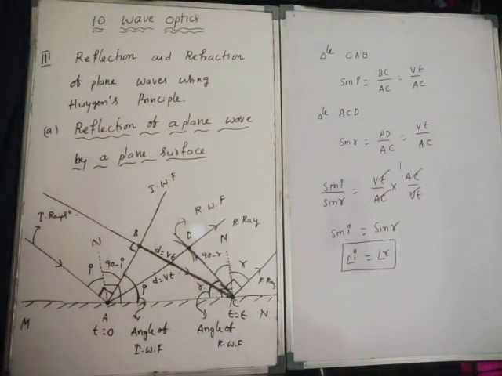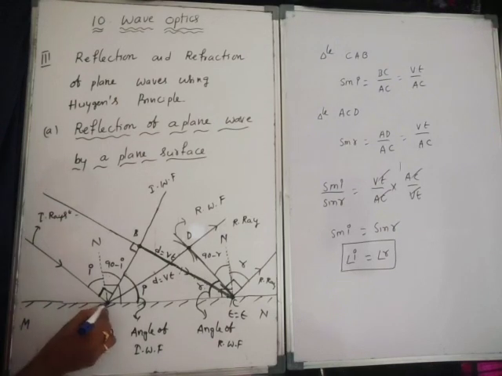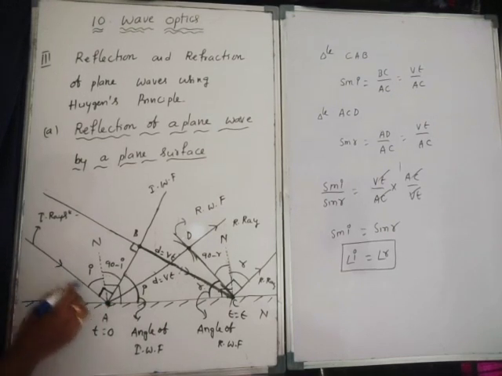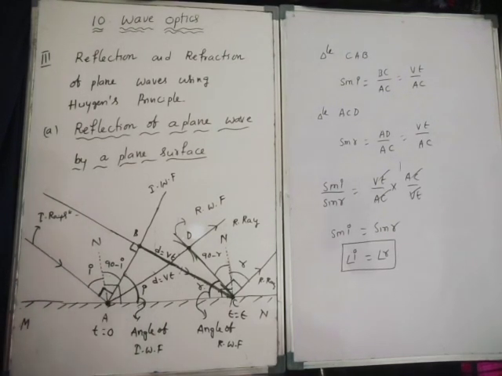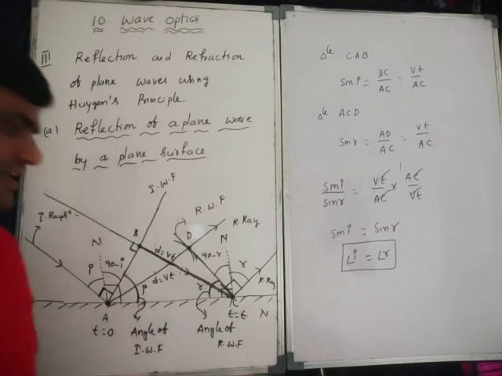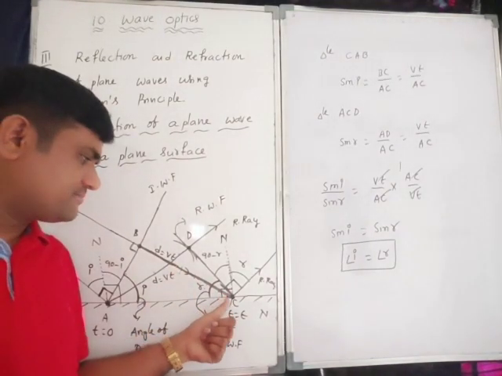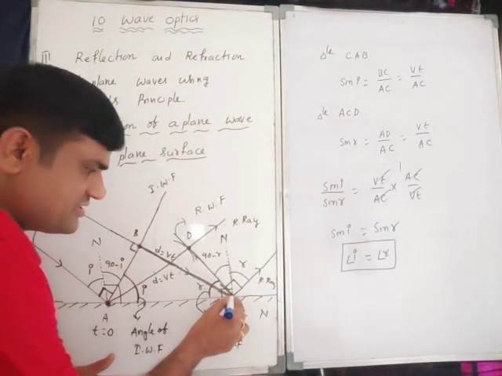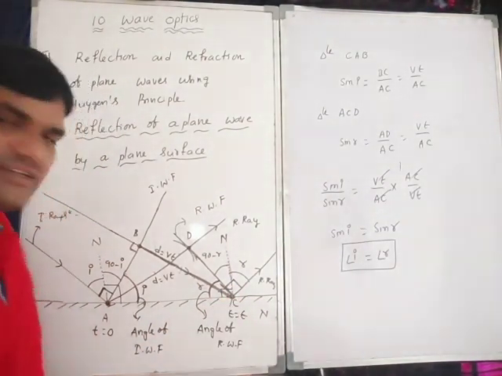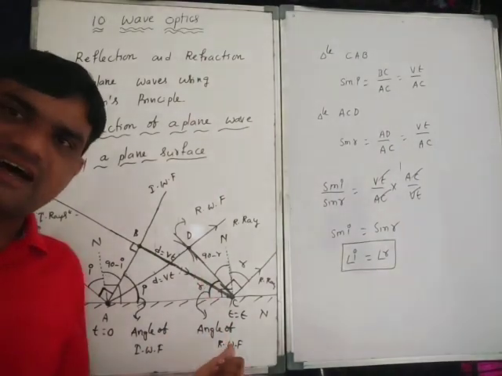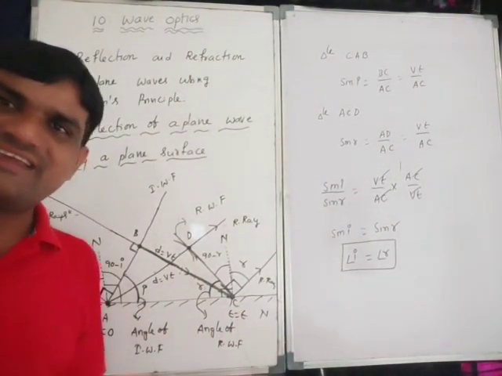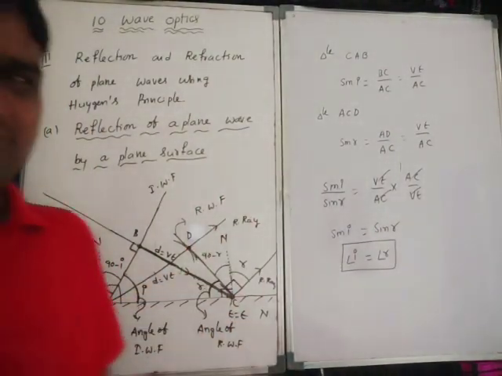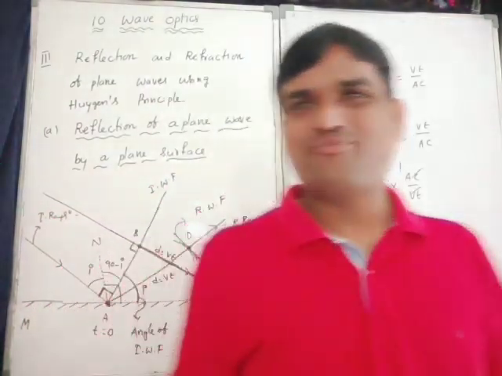The second law you can observe there. This is the incident ray, the normal, the reflected ray and the point of incidence. Everything lies in the same plane. Here also, the incident ray, reflected ray, normal and point of incidence all lie in the same plane. So this is the proof. Right? A very, very important question.